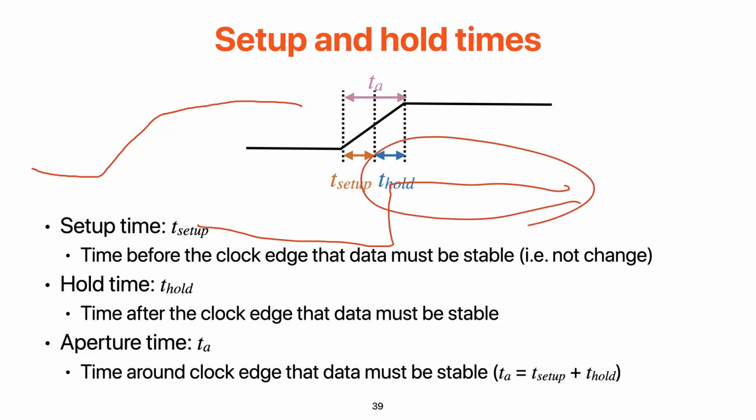So there would be a few time constraints on the clock cycle that we have to follow. Those two constraints are setup time and hold time. So the setup time is the time before the clock edge that the data must be stable. Remember, for the flip-flops, we capture the input.